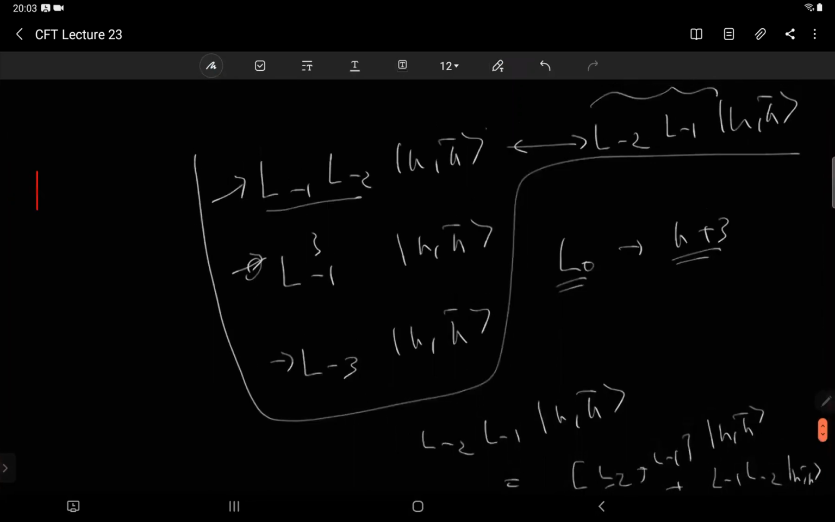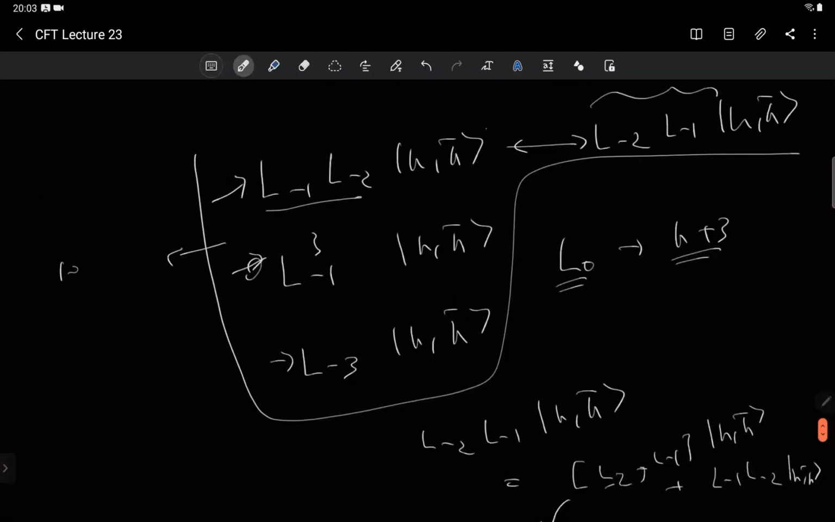So we say that these are level 3 descendants of the primary H bar. This is a definition. Level 3 means that the eigenvalue is H plus 3.